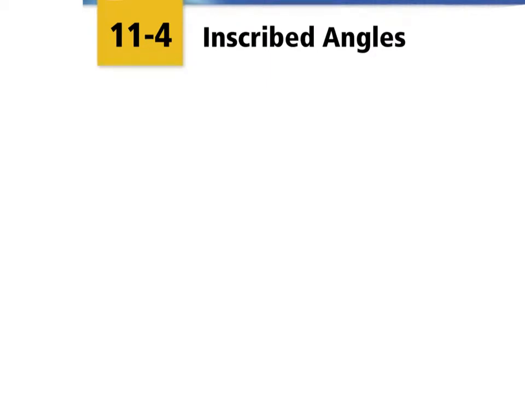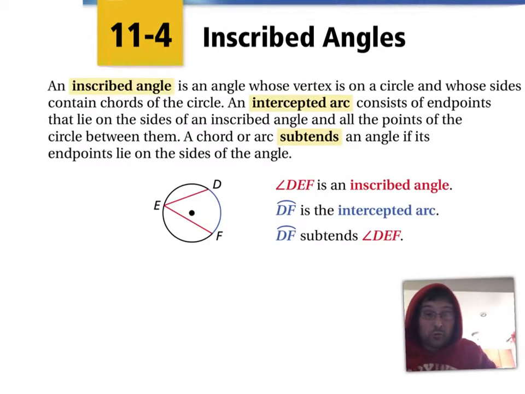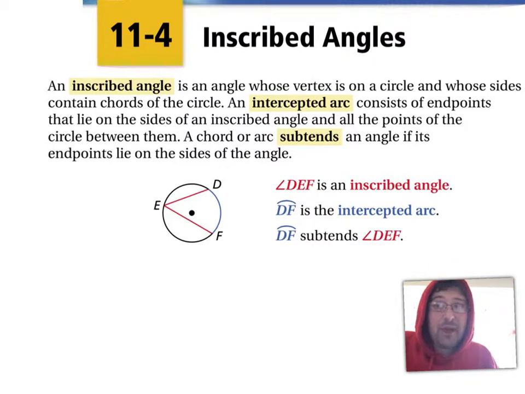All right, 8th graders, we're going to talk about inscribed angles in section 11.4. So we're going to start with what is an inscribed angle. An inscribed angle is an angle whose vertex is on a circle. Let's just stop there and look at this picture. If you look here, the vertex of angle DEF is on the circle. So because it's on the circle, it's considered an inscribed angle, and whose sides are chords of the circle.